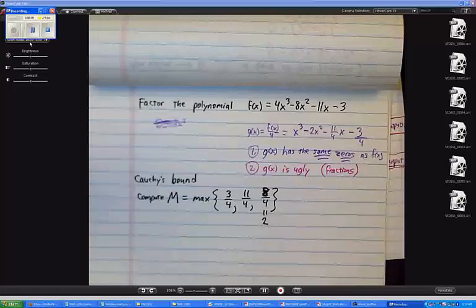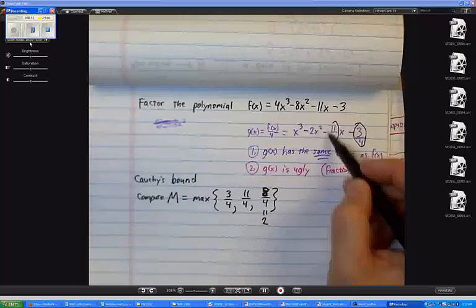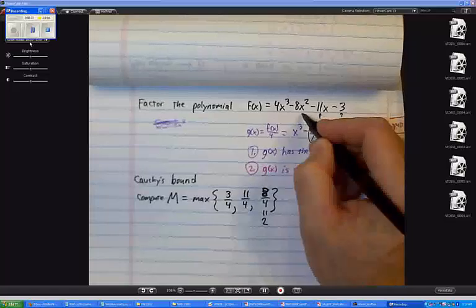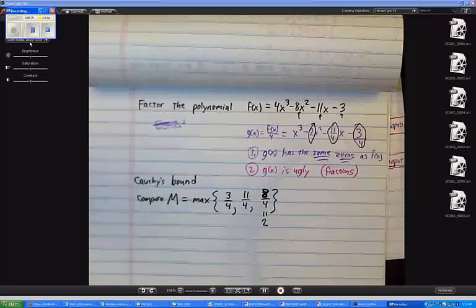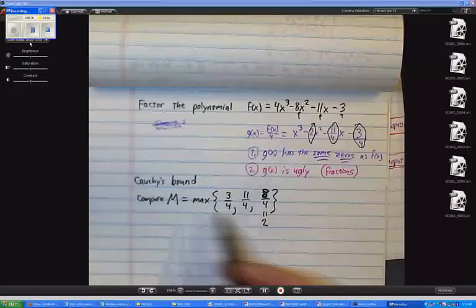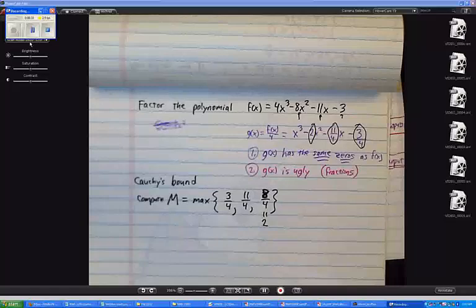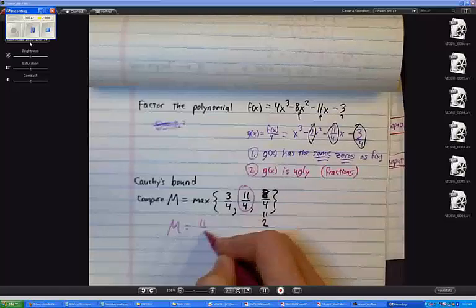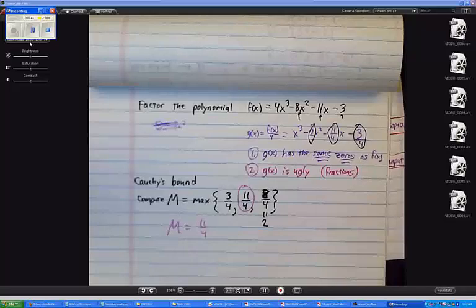Well, they show up in this little g. 3/4, 11/4, and 8/4, which is 2. Or, another way to say it is, I took these numbers and divided by what? Yeah, 4, which is the leading coefficient. Okay? And now, what's the maximum of all these numbers? 11/4, right? So M is 11/4.